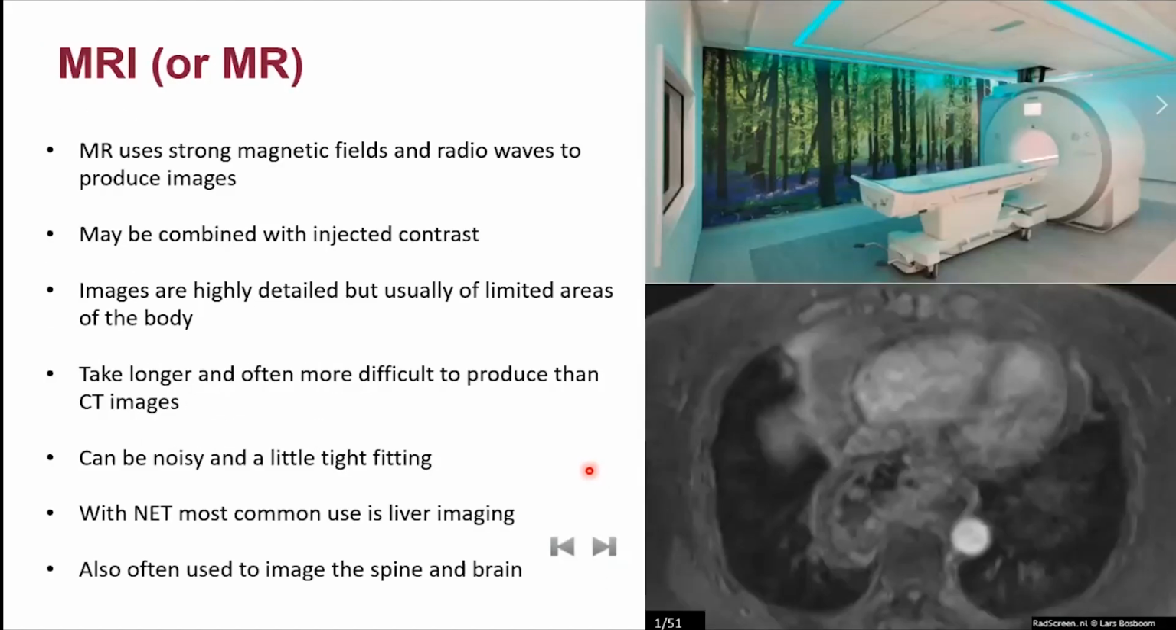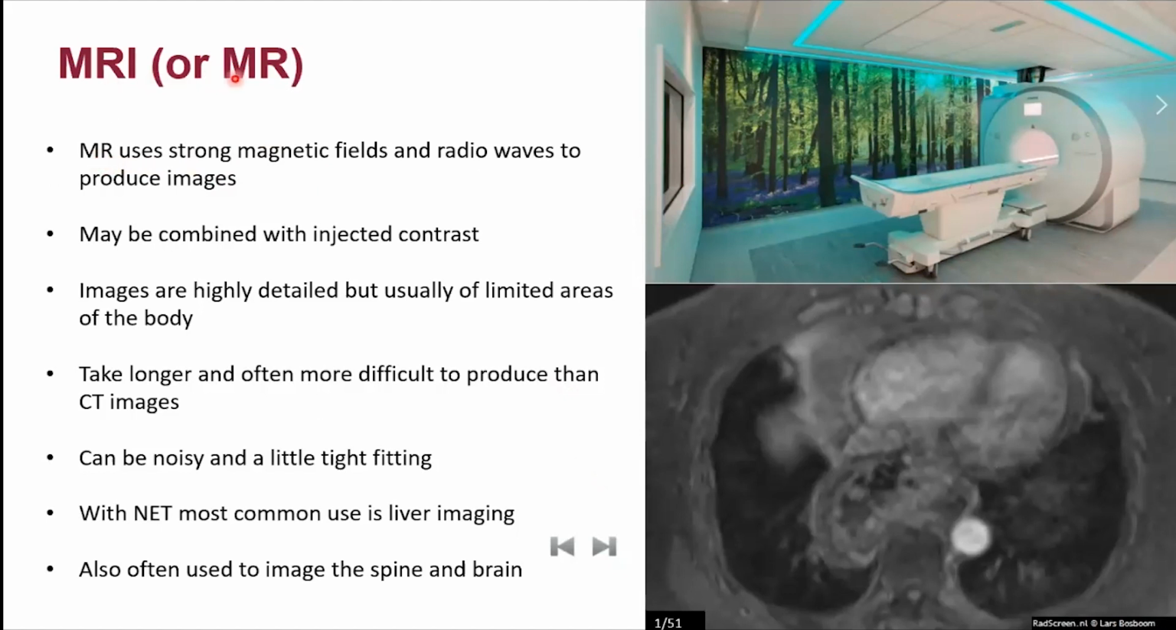Moving on from CT, you can see that the MR suite at the Christie has had a more recent makeover than the CT and the plain film suites. Hopefully soon the CT department will look like this as well. This is a much nicer environment to be in.